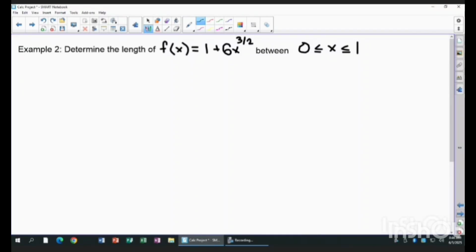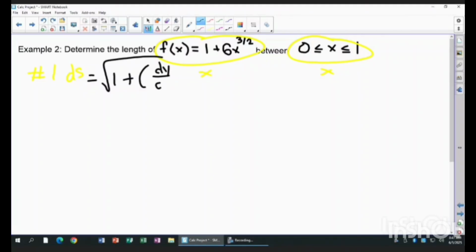So, like we did before, this is in terms of x, and this is also in terms of x. So we need to use the first ds, the integral of the square root of 1 plus (dy/dx) squared dx. The derivative of our function is the first thing we find.